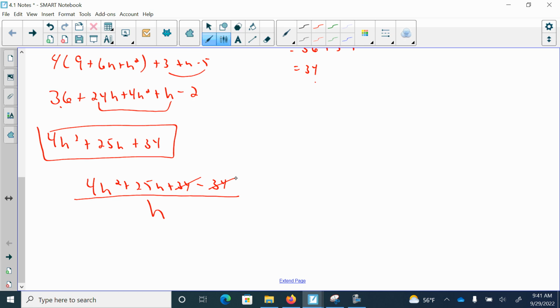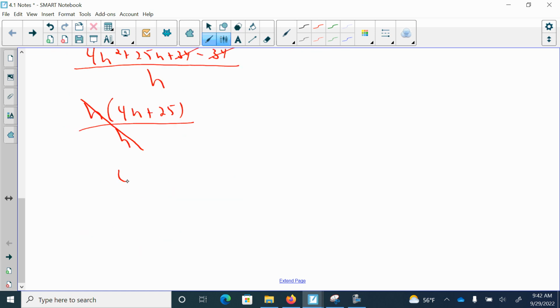I can factor out an h, so I have h times the quantity 4h plus 25. Those of you who had me in pre-calc know exactly how picky I am about you factoring out that h and showing me that you factored out that h and showing me that you simplified it. So make sure you show me that step. If you don't show me that step, I'm taking off points.